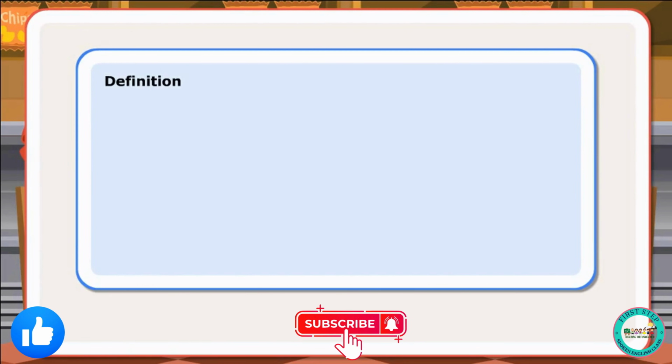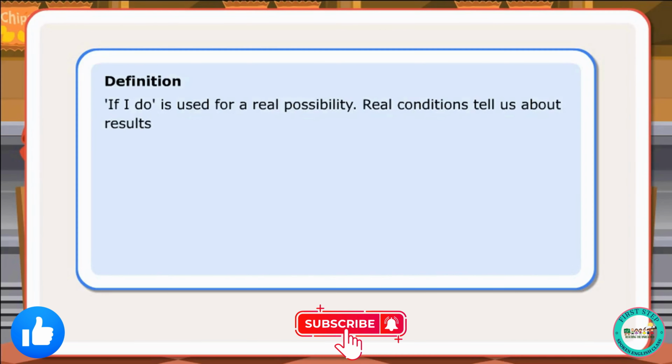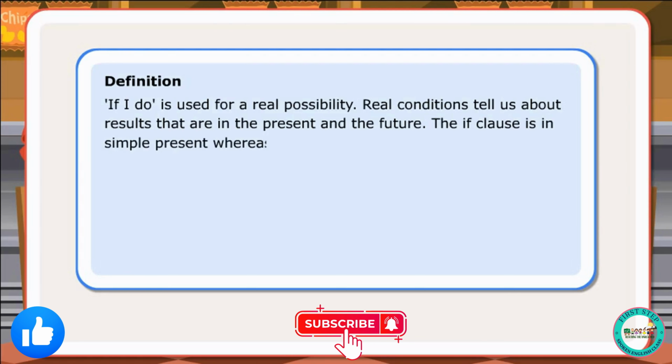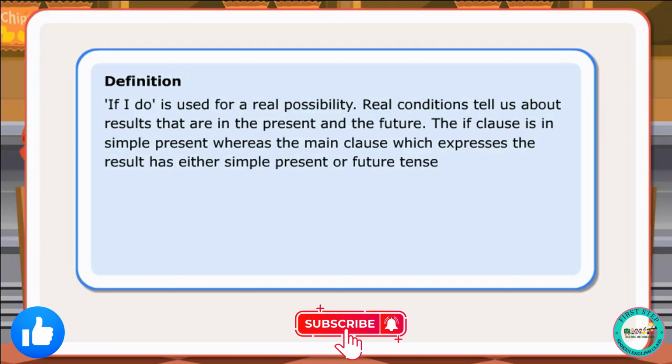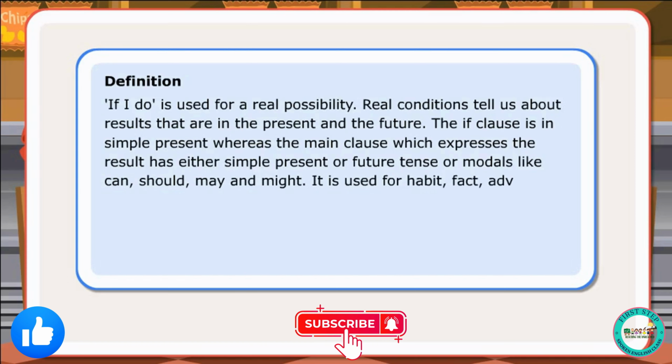Definition. If I do is used for a real possibility. Real conditions tell us about results that are in the present and the future. The if clause is in simple present, whereas the main clause which expresses the result has either simple present or future tense or modals like can, should, may, and might. It is used for habit, fact, advice, prediction, and instructions.